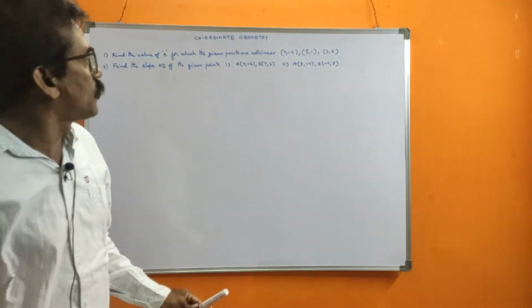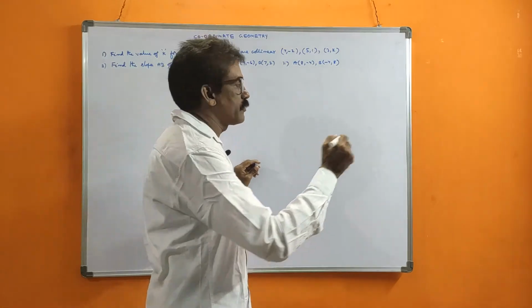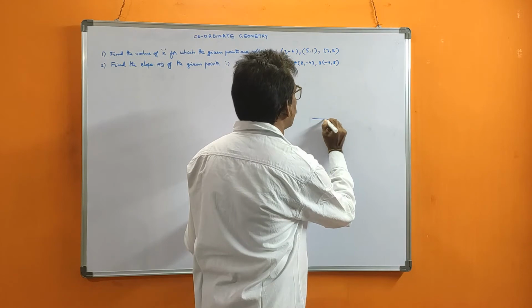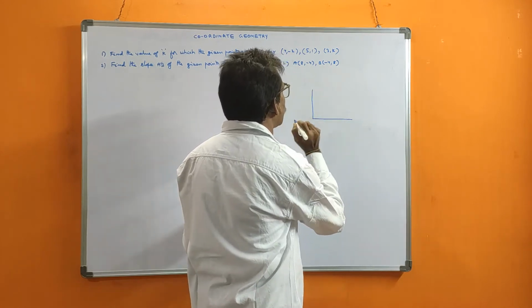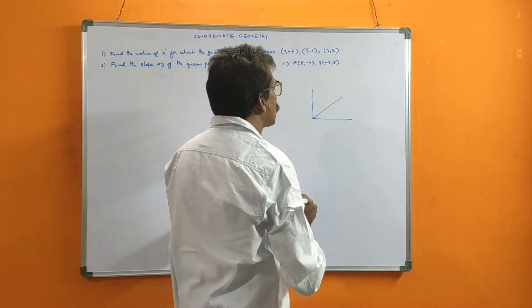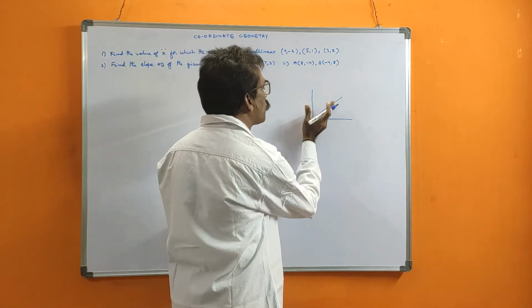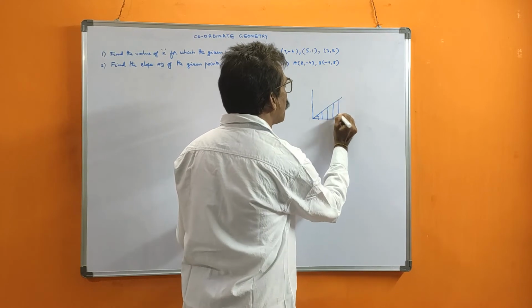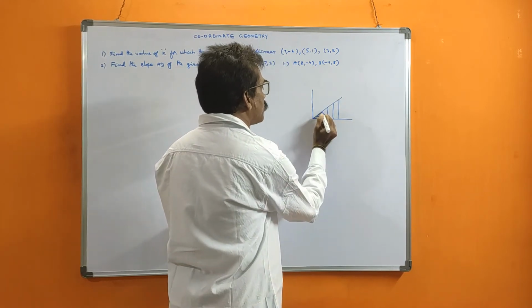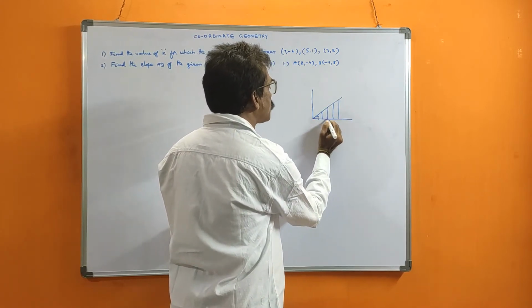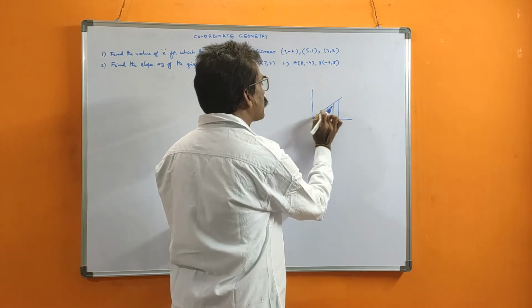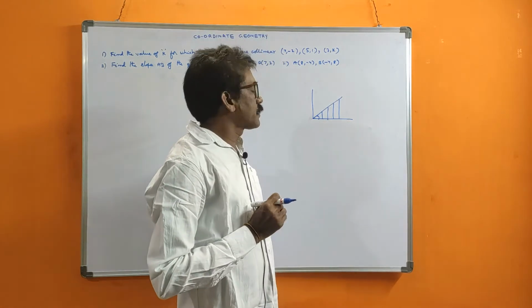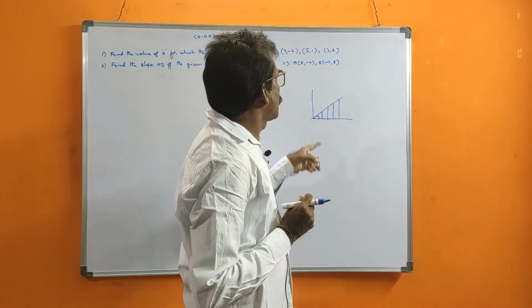Now, slope of a line, suppose points are given. Here is a horizontal line and a vertical line. Suppose one line is there like this, it is having some slope. How can you measure the slope? See this vertical distance by this horizontal distance, whatever you do, that ratio is constant. That's why we can draw a straight line.